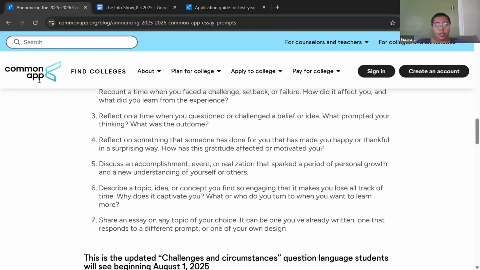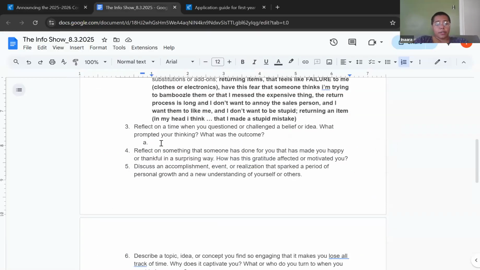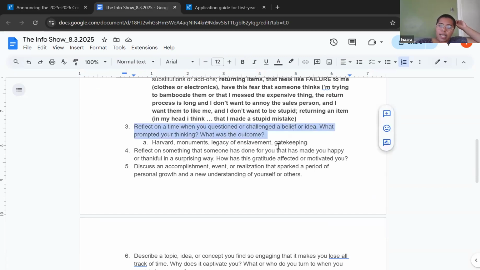Okay. So here's something. We just talked about Harvard, monuments, legacy of enslavement, gatekeeping. So these are things I've questioned, but it's also like this prompt is asking me for kind of a full example.